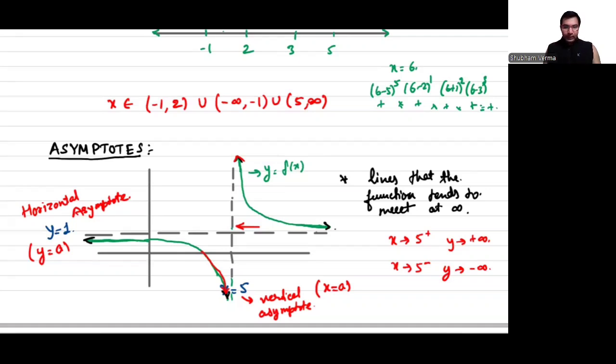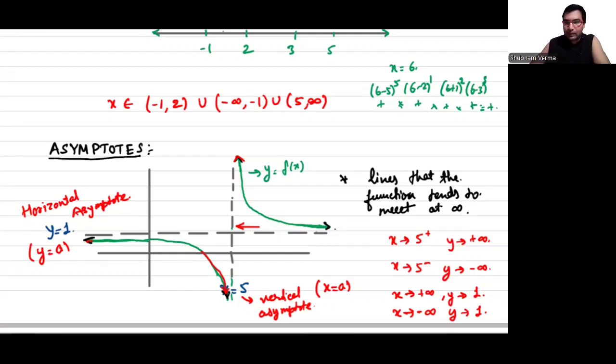Now, when x is approaching positive infinity, where is y approaching? The graph is approaching 1, isn't it? And when x is approaching minus infinity, where is y going? Y is still going to 1 from here. So I hope it is clear to you. The graph looks something sort of this. Here it is going this way when x is approaching infinity and minus infinity. So what is an asymptote? It's a line that the function tends to meet at infinity. So this graph is going like this, so it tends to meet at infinity. Yes or no? Perfect.